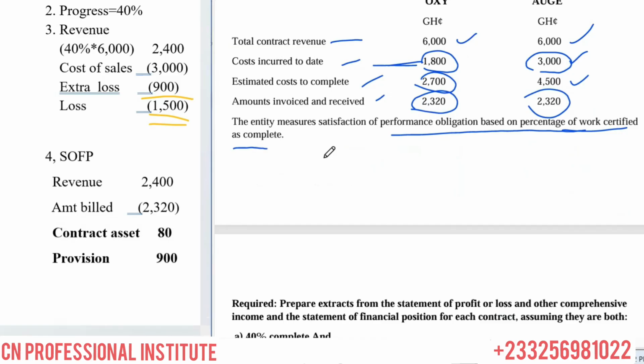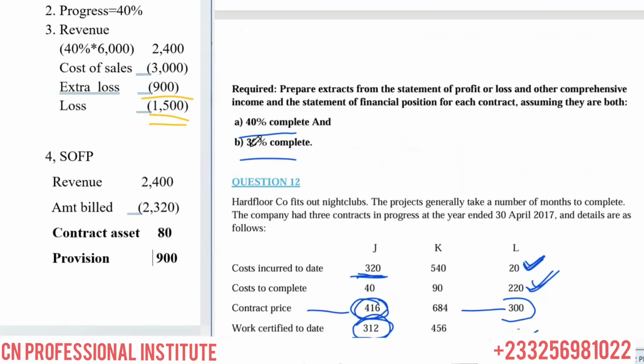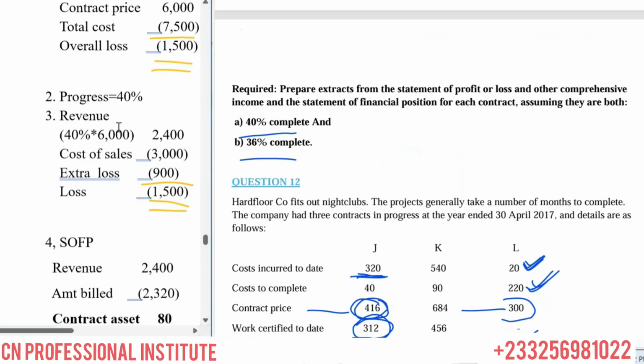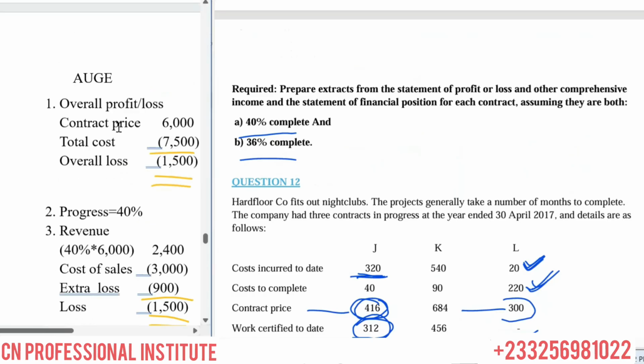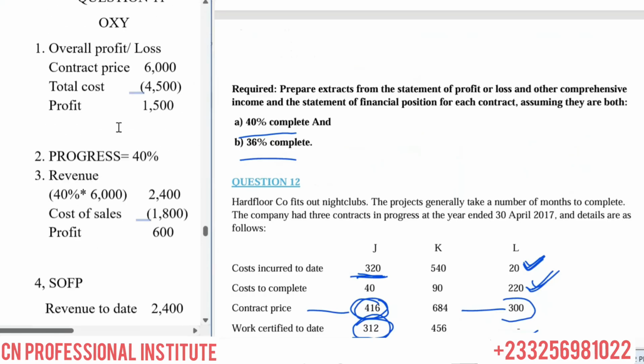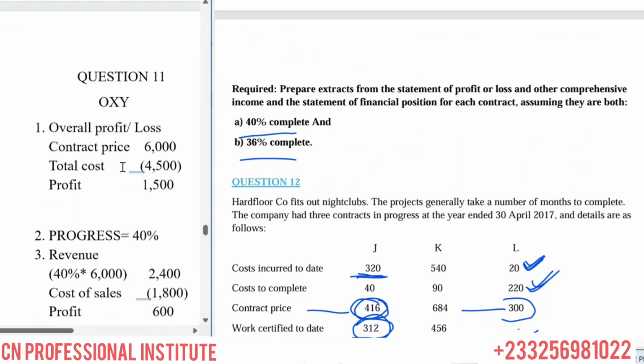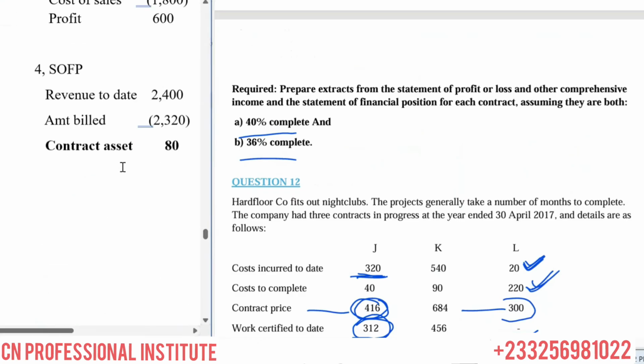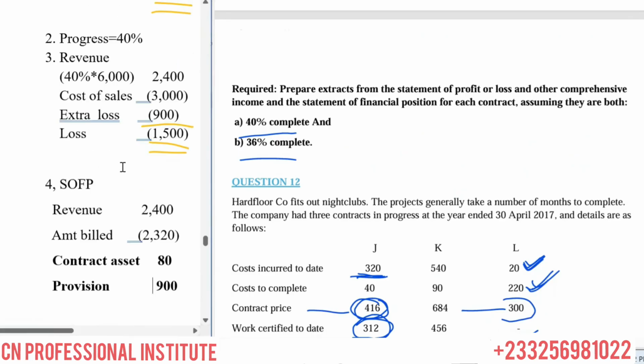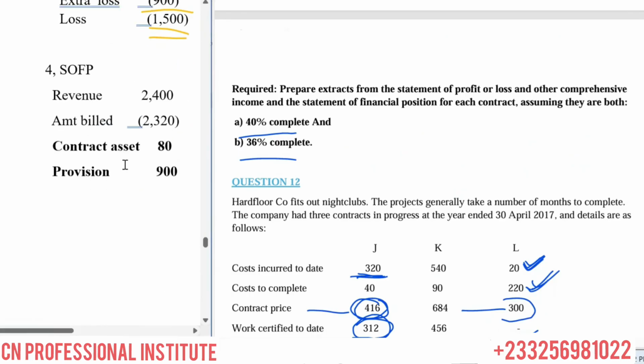With B, they are doing the same thing, but we are using progress of what? 36%. It's the same thing that we've done. The only thing you do is change the 40% to 36% in all the workings used to solve. So 40 to 36, that's all. So B, the same thing, but it's 36%. So try the B and let me have your answers. You can drop them down.